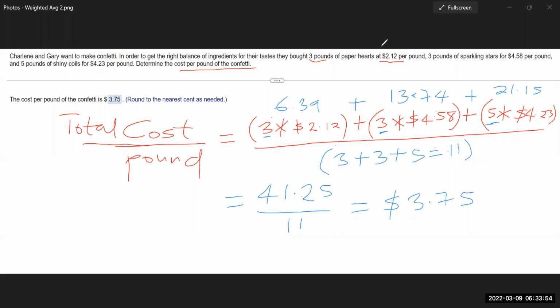As simple as that. So focus on key stuff, right? Cost per pound. So you have to look at the total cost divided by how many pounds of confetti were bought, and that will give you your cost per pound. So as simple as that.